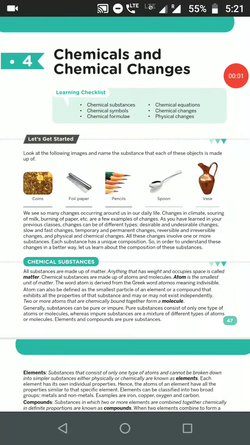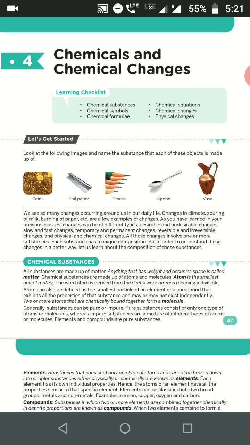Hello students, we are going to start with chapter 4, that is chemicals and chemical changes. In this chapter we are going to learn about chemical substances, chemical symbols, chemical formulas, chemical equations, chemical and physical changes. Before going to that, let us see the following images and name the substance.